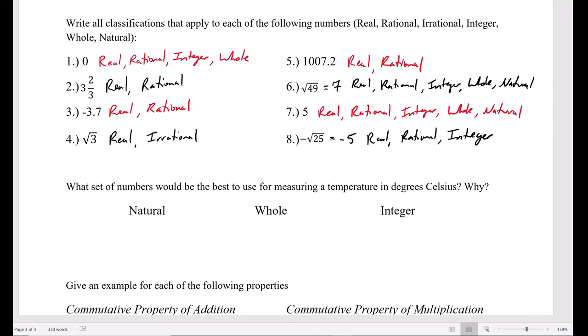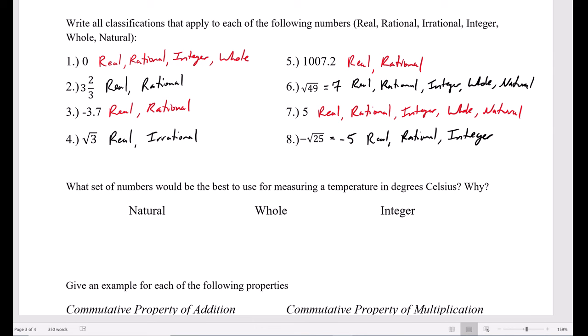Okay, so if you have something as a natural number, it needs to be all of those. Same thing is the case for number 7. We've got 5. 5 is also a natural number, so it fits into all of those. And then the last one, number 8, we have negative square root of 25. The square root of 25 is 5, so if I negate that, I get -5. So that is a real number, it is a rational number, and it is an integer, but it is not a whole or natural number because the whole and natural numbers do not contain any negatives.